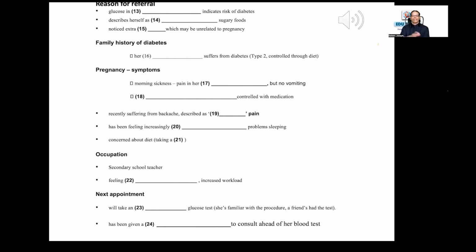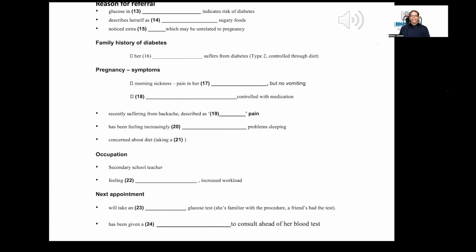Pregnancy symptoms that we already saw, morning sickness, we have already seen in the beginning. Pain in her dash, somewhere there is pain. Dash controlled with medication. The condition is controlled with medication, the name of a disease. Recently suffering from backache, described as dash pain. When I taught you on listening about pain, there are some adjectives being used. So you will have to see what it is being described as, or they compare this type of pain, pricking pain or throbbing pain or whatever.